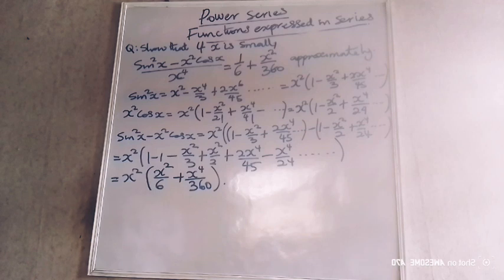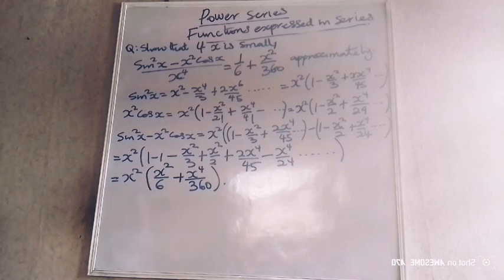For x squared multiplied by cos x, we now put x squared in front of the expansion for cos x. The expansion for cos x is 1 minus x squared over 2 factorial plus x raised to the power 4 over 4 factorial, and continues like that. So at the end, we have in brackets x squared into 1 minus x squared over 2 plus x raised to the power 4 over 24, and then continues.